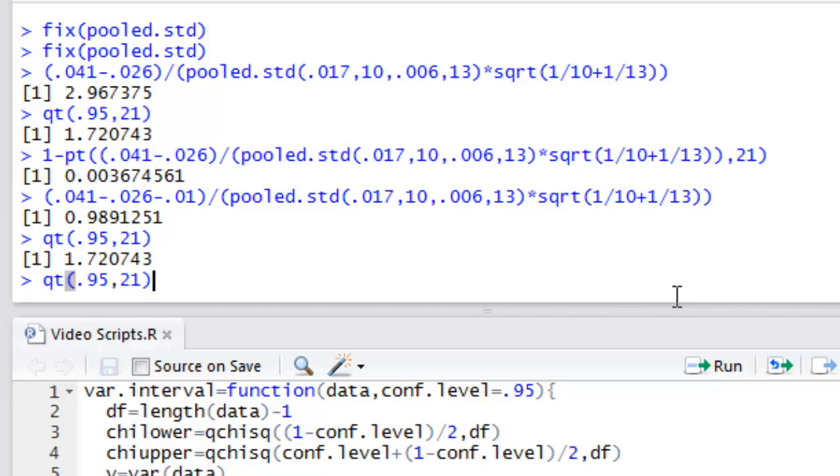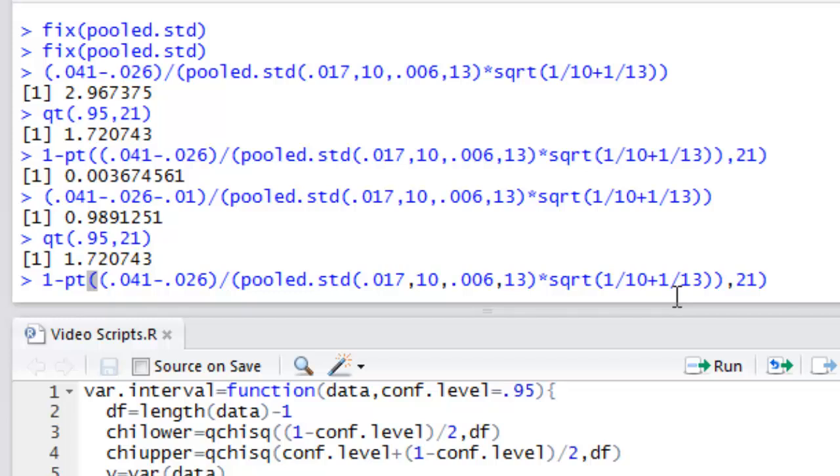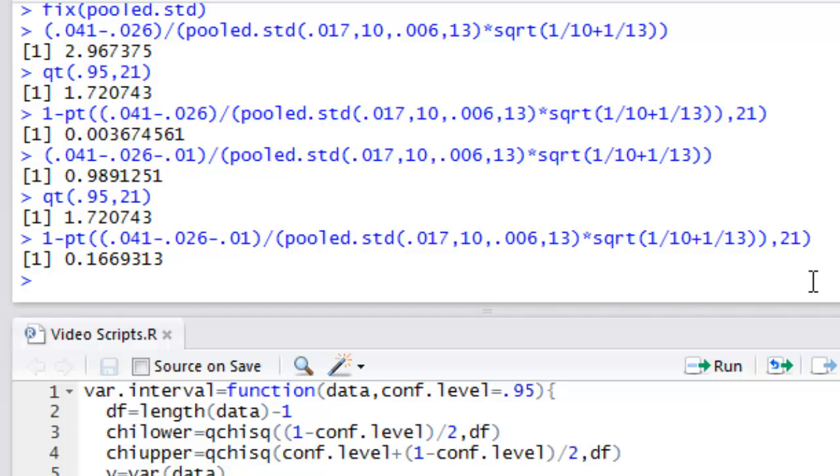And if we'd like to do a p-value, again, everything's going to stay the same, except we're going to subtract off 0.01. So I can use all these same commands, don't have to retype everything. Looks like the p-value is around 17%.